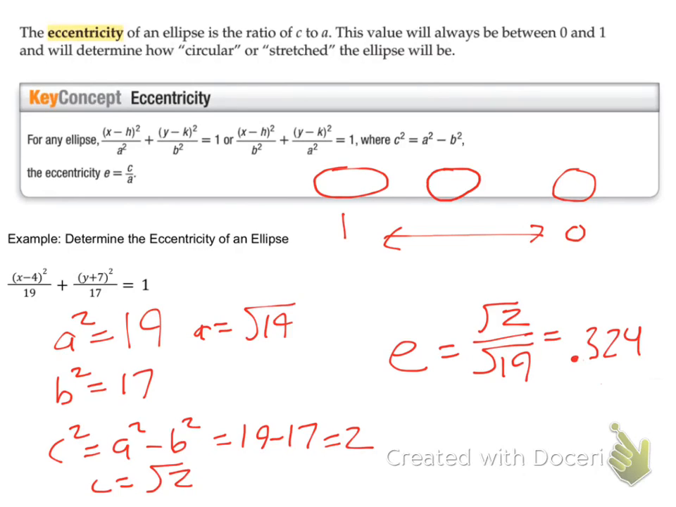But here's the thing: if I gave you two equations and asked you which one is more of an ellipse shape, you can compare their numbers. The one with the larger e value would be the graph, or the equation, that is more of an ellipsoid.